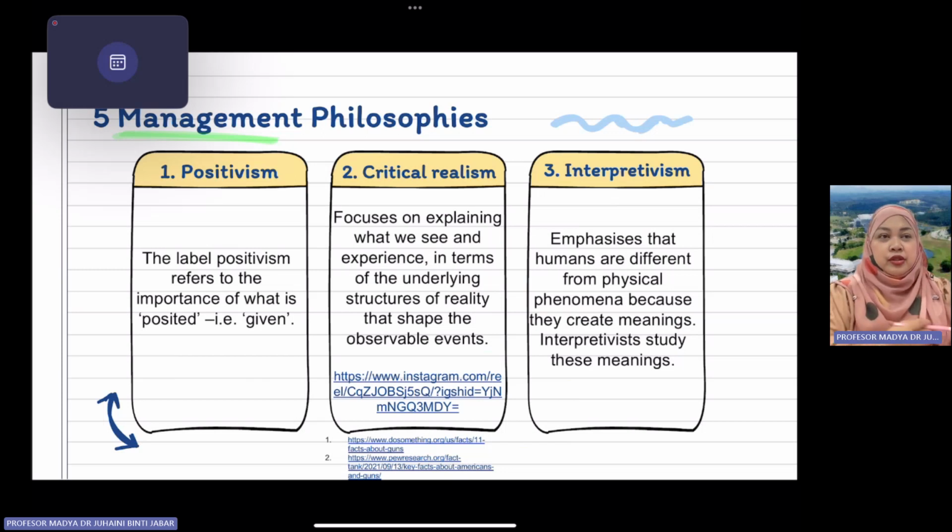In terms of interpretivism, it is more on the subjective approach. So when you want to do some interviews, maybe observation, focus group type of research, when you want to ask the opinions of people. This emphasizes the humans. They are different in terms of their opinions.